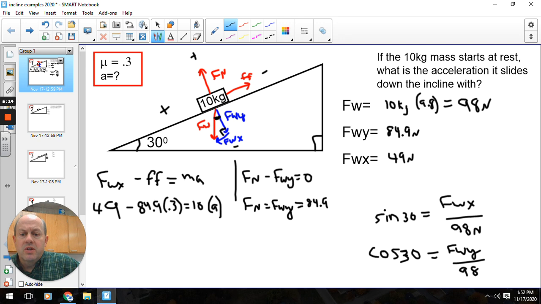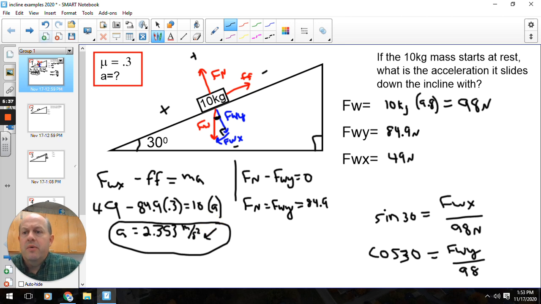Okay, so we can solve for acceleration to give us 2.353 meters per second squared. And that would be sliding down the plane. Okay, so that's how you would do that example.